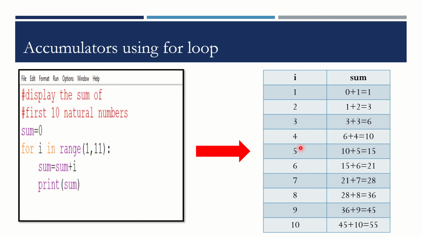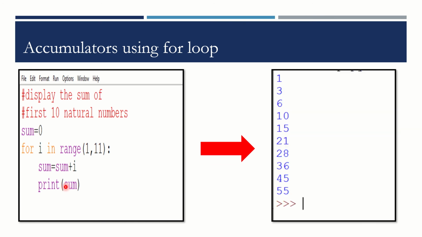Next time when the loop iterates, I becomes 4 and then I'm going to add it to the previous value of sum, that is 6. So 6 plus 4 is equal to 10. So like this the loop will continue from 1 till 10 and all the values of I will be added to sum to give us 55 in the end. So all these values also will get displayed side by side. As they are getting added to sum, I have given print also. So they are getting printed. So I have all the values of sum getting displayed here.